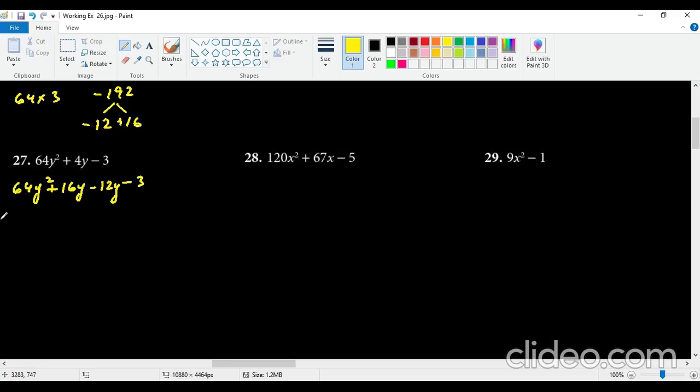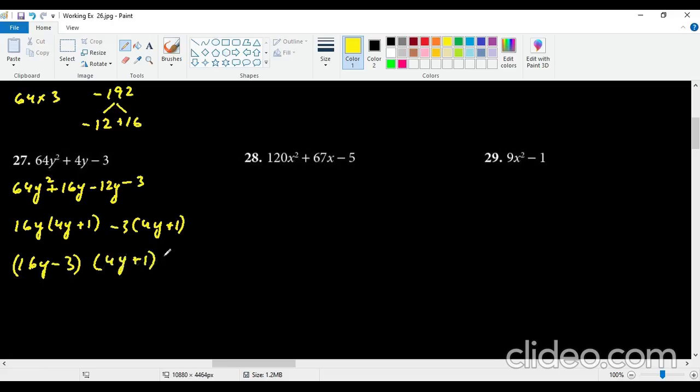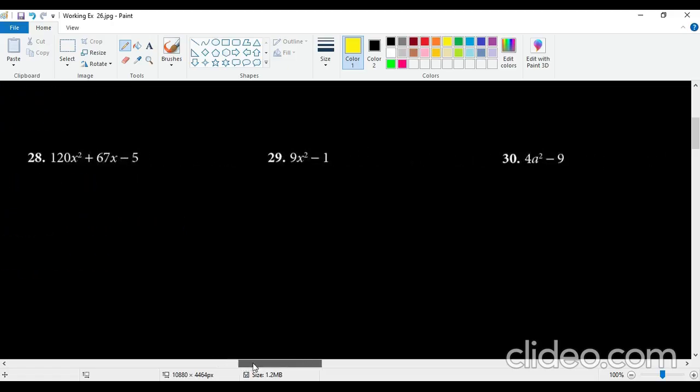Now I'll factor this one. Common between the first and second one is 16y, and 4y plus 1 is going to be in the first bracket, and copy down 4y plus 1 once again, and look at the third one. Third one is minus 12y. You already have 4y, so you multiply by minus 3 to get this done. So 16y minus 3 is going to come in one bracket, and 4y plus 1 is going to be in another bracket. Moving on to question number 28.